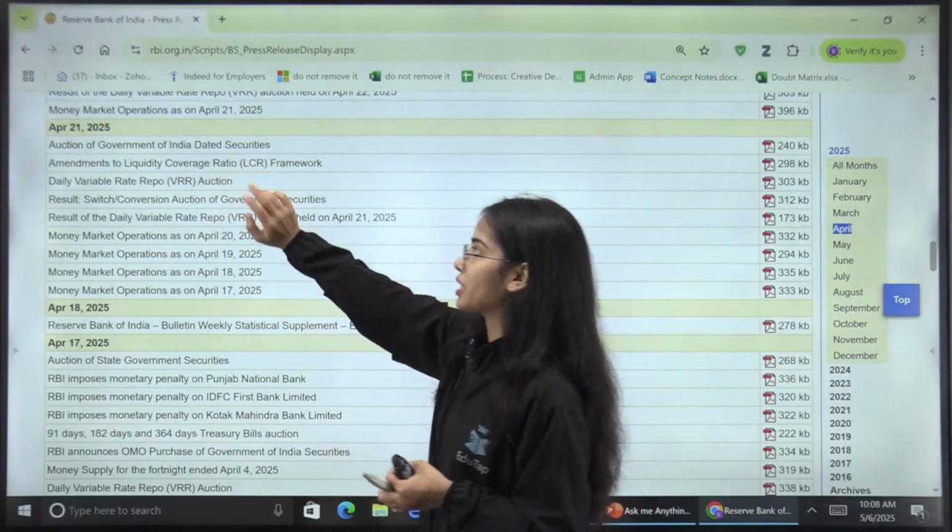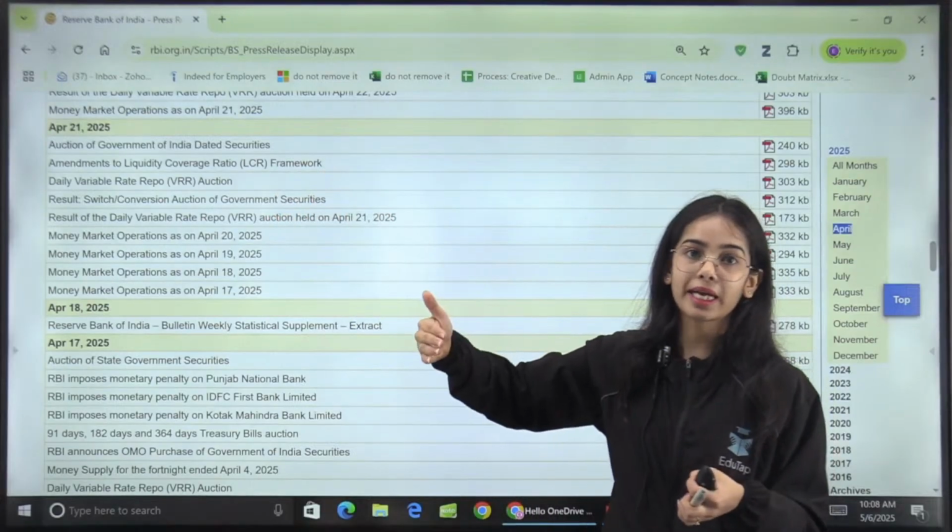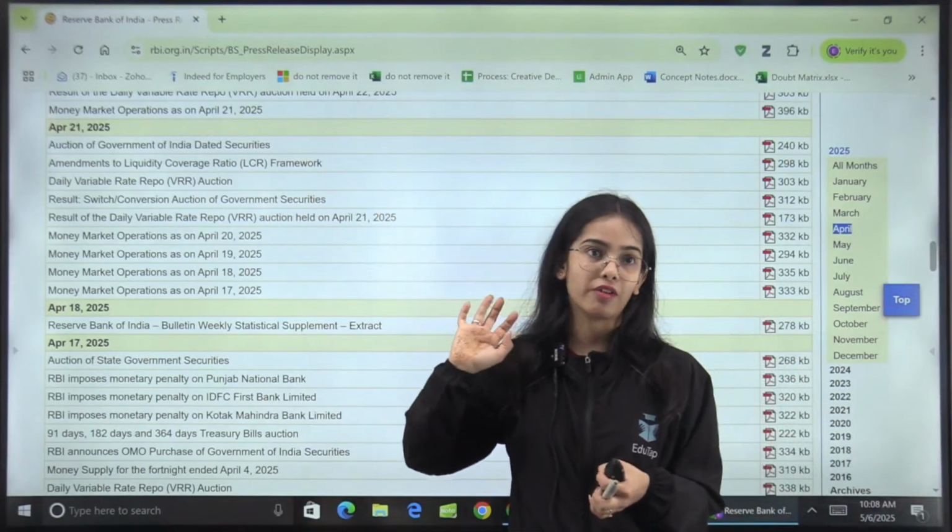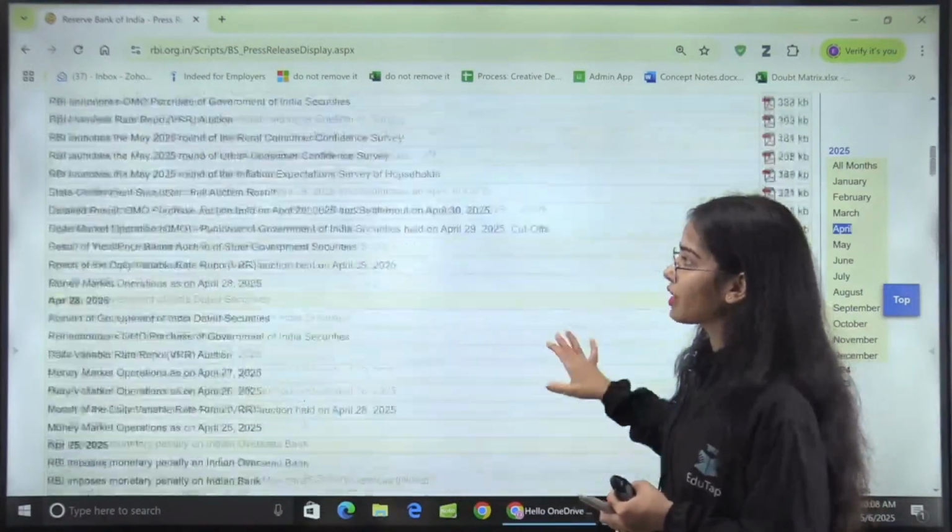Only this LCR, the liquidity coverage ratio, has an amendment that has happened. So this is something new that you will cover. Okay, so this is the idea. I hope this is very much clear now.